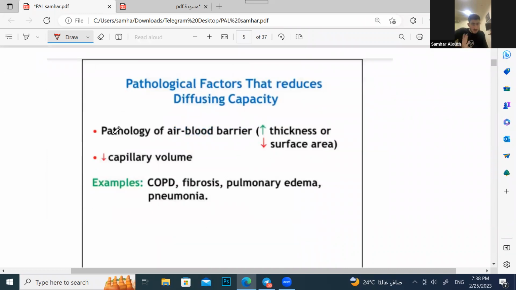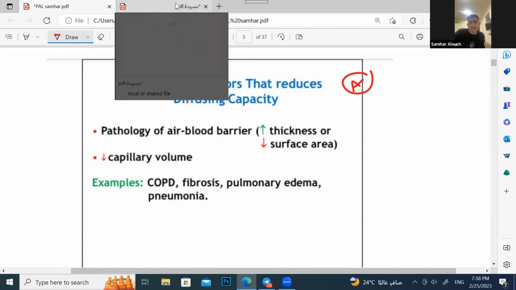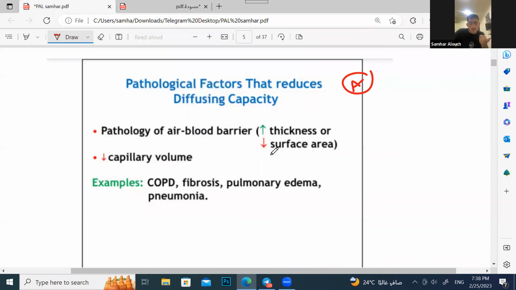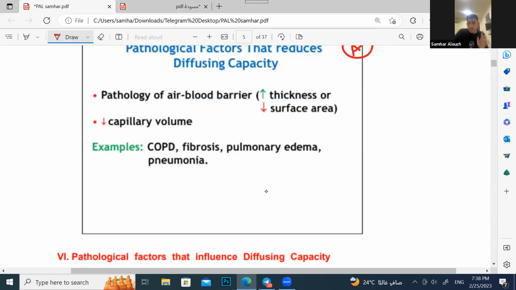Now, all that we have covered till now is related to the surface area. Now let's talk about pathological conditions that may decrease diffusion capacity. These pathological conditions may decrease surface area, like causing obstruction of the blood vessels, and now we decrease the surface area. Okay, this is one of them.